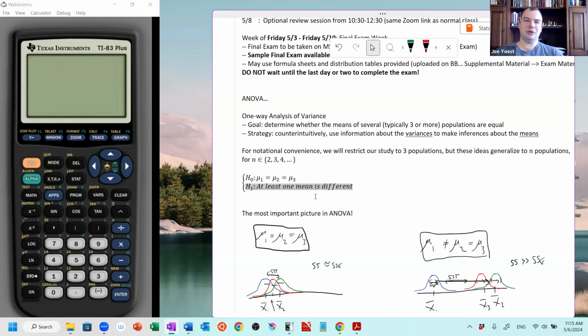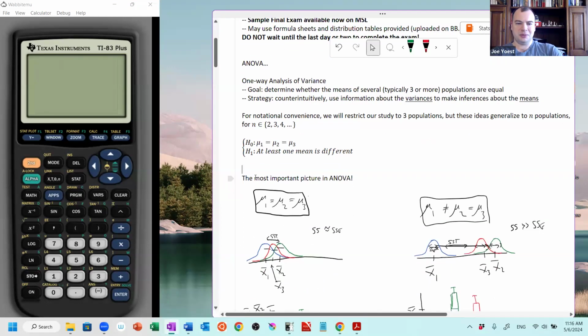If we have 10 populations we're looking at, you could imagine there's lots and lots of different possibilities for not all of the means being the same. So our alternative is not saying that every mean is different from every other mean, but it's saying that there's at least one mean that's different from at least one other mean. So with a lot of means, there could be a lot of possibilities for the alternative hypothesis. But the null hypothesis is always that the means are all the same.